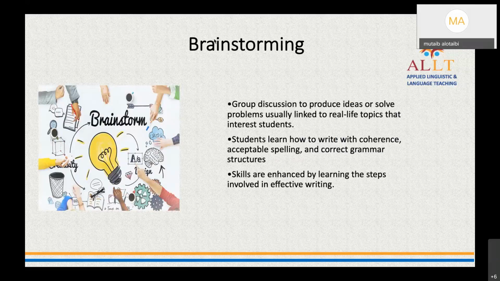In the brainstorming technique, the students are taught how to write with coherence, acceptable spelling, and correct grammar structures in their second language. Skills are enhanced by learning the steps involved in effective writing. Furthermore, whenever possible, the activities should be linked to real-life topics that interest the students.